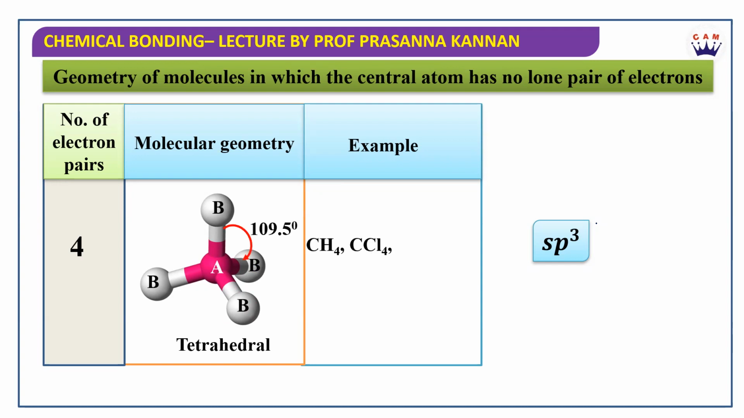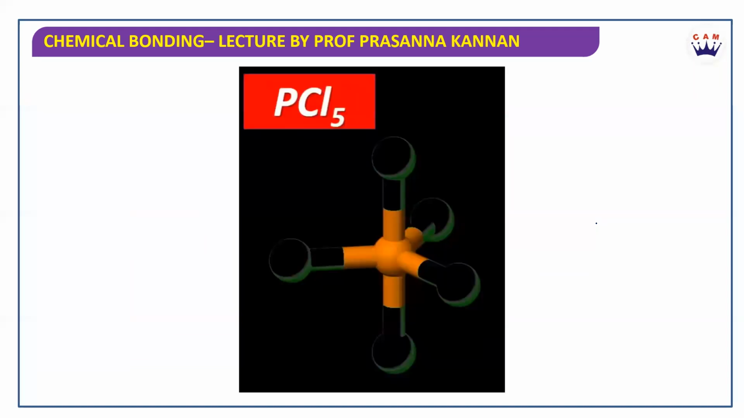109.5 degrees or 109 degrees, 29 minutes. Methane, CCl4. What is this? Phosphorus pentachloride. Now observe here. What is the geometry now? What is the geometry? Come on, tell me.